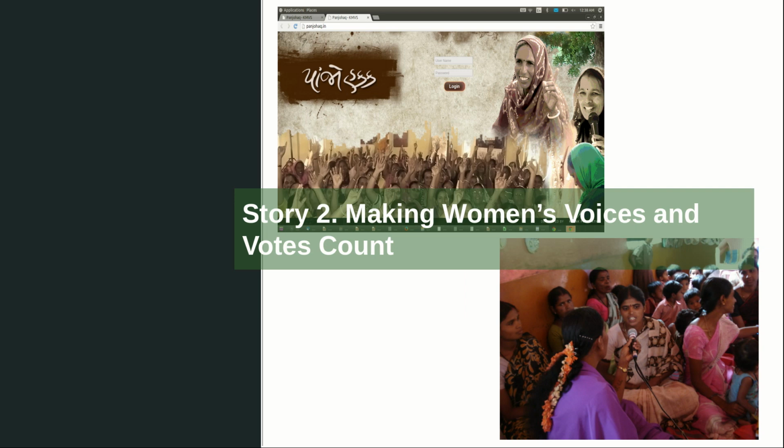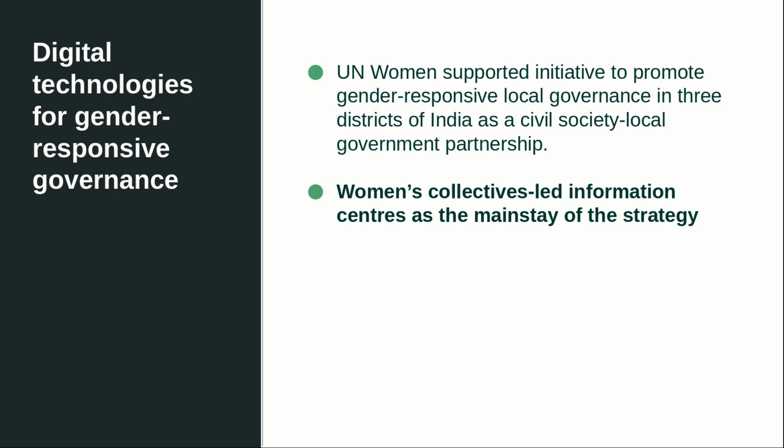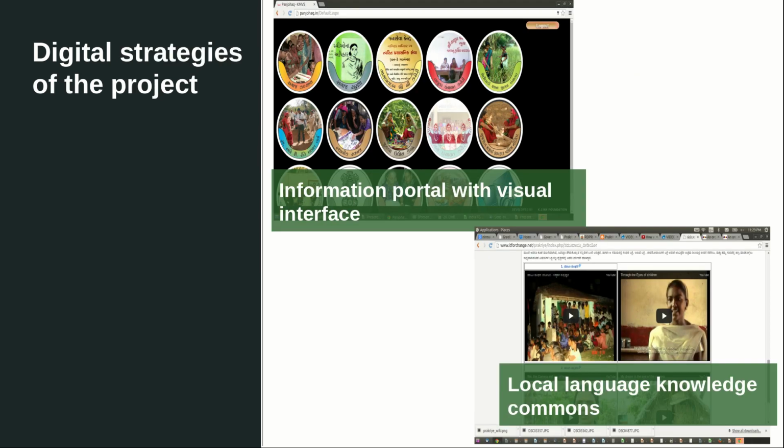The second instance is about an experiment called Making Women's Voices and Votes Count. This initiative was supported by UN Women in certain states in India. The digital strategies of this project included creation of icons that would enable non-literate women to come to a public access point and look for public information. If a woman is an artisan, if she is from an indigenous community that makes handicrafts, or if she is a woman farmer, different icons would take the women to different information bits which will enable them to apply for schemes and entitlements as per their needs.